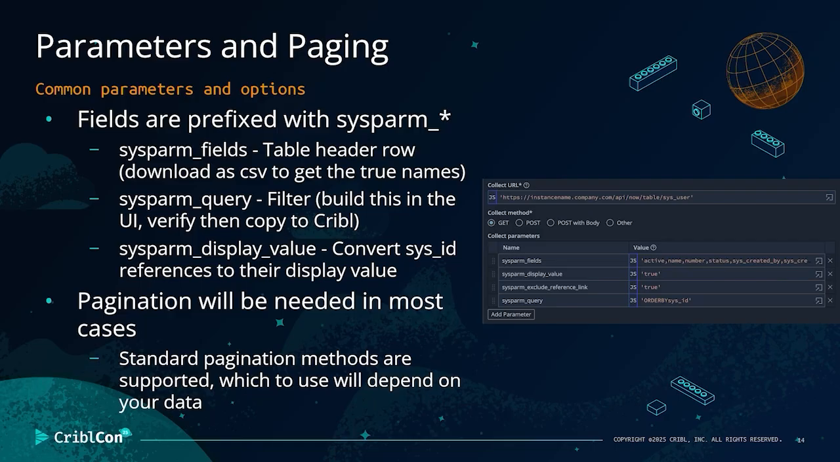The table name is the select from, and then your sysparm fields. And again, sysparm underscore is a ServiceNowism. All the fields are prefixed with sysparm underscore. But fields is going to be your table header rows. So select these fields from this table. If you do not specify that, it selects everything. Maybe you want that, maybe you don't.